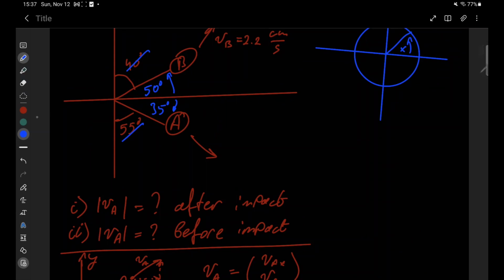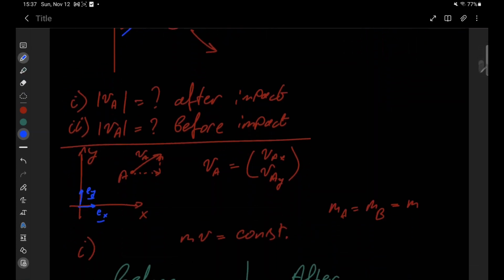We can name these two angles. This is theta. We can name these two angles. This is phi. Phi is 50 degrees. Let's name it phi B. And let's name this phi A, which will be minus 35 degrees. Why minus? Well, because it's pointing downwards. So it's either minus 35 or the 360 degrees minus the 35. But it cannot be plus 35. Plus 35 would mean that it goes up from the positive x-axis.